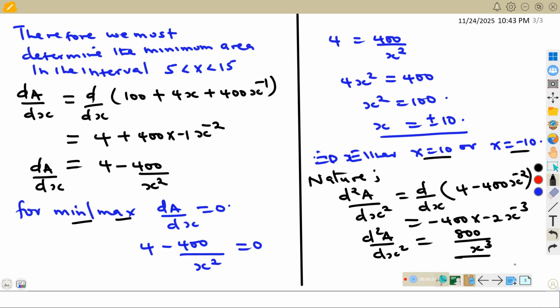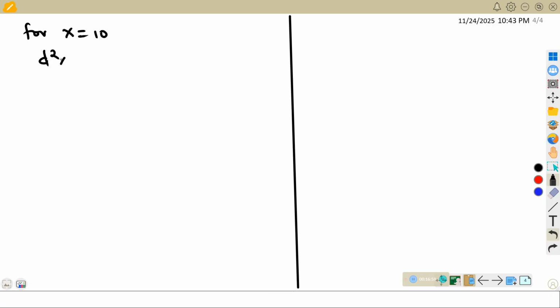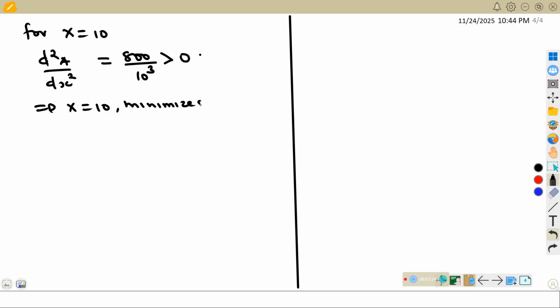So if that is the case, we are interested in substituting x equaling to 10 and x equaling to negative 10. So let us substitute x equaling to 10 and we see what would be the nature of d2A dx squared. So looking at x equaling to 10, it means d2A dx squared will be actually same as 800 divided by 10 to power 3. So when you look at this, this value will be greater than 0, which means x equaling to 10 minimizes the area.